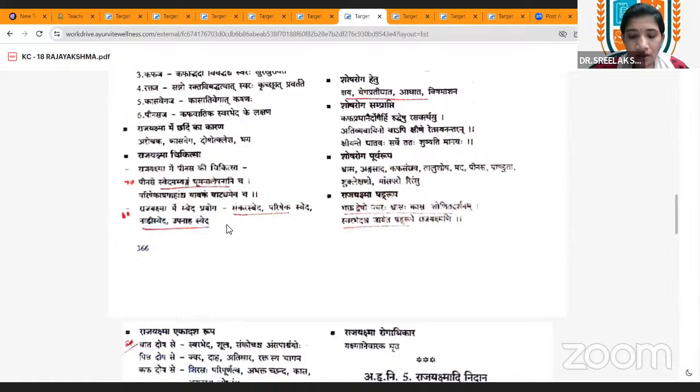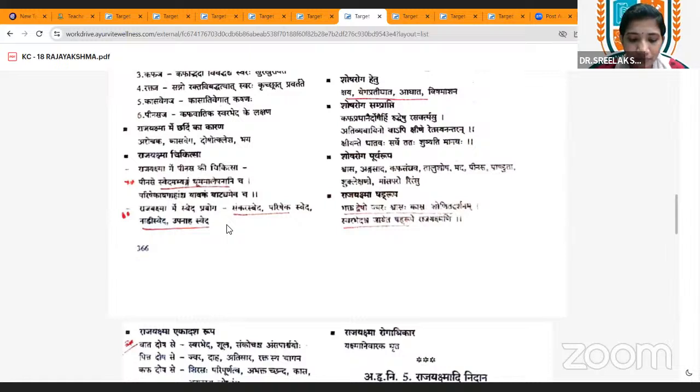Then the treatment principle, that is Balino Bahudoshasya Snigdha Swinnasya Shodhanam, Urdhvam Yakshmano Kuryat. Okay, this is the main treatment, that is Samshodhana is indicated.